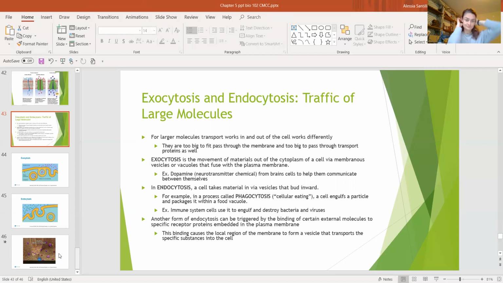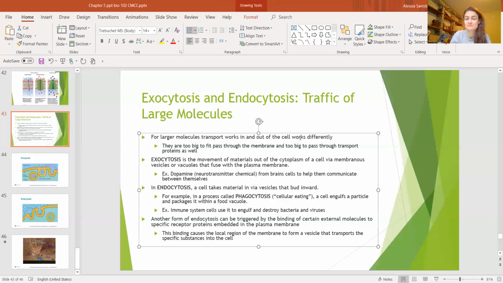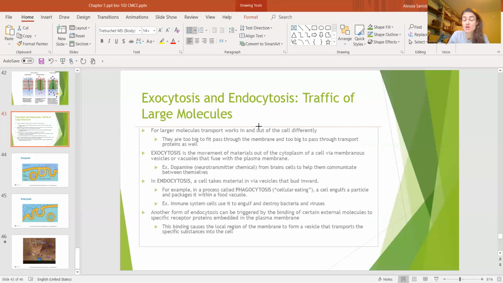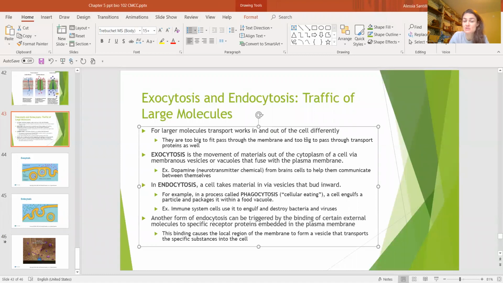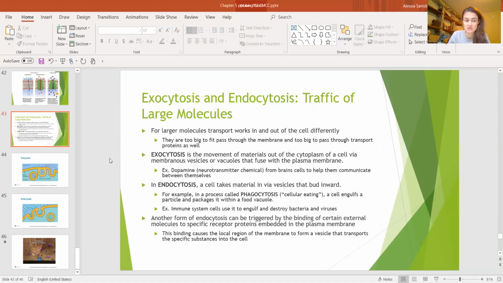Okay, so for larger molecules, transport works in and out of the cell differently. A lot of times these molecules are too big to pass through the membrane and too big to pass through transport proteins as well. Sometimes we want to take up more than one molecule at a time. So this is when exocytosis and endocytosis happen.